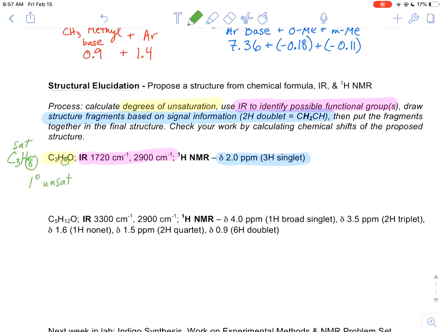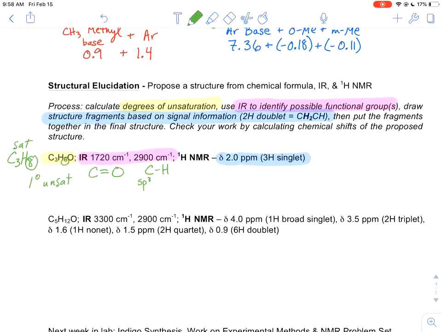From here, we have a stretch in the 1700 region, which tells me that we have a carbonyl. We don't know whether it's an aldehyde, a ketone, an ester. Actually, we know it's not an ester because there's only one oxygen, but it could be a couple different types of carbonyls. And this peak at 2900 tells us that we have a CH bond, and that this CH bond is in the sp3 range.